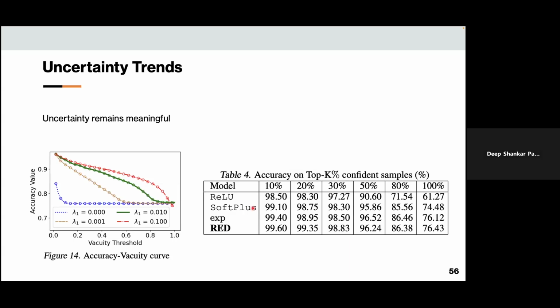Next, if we look at the uncertainty trends of the new model, it continues to remain meaningful. The first figure basically shows the uncertainty behavior for different hyperparameter values, and the vacuity is the measure of lack of confidence. So lower the vacuity, more confident is the model. And on the most confident samples, the model should be more accurate. That is exactly what we observe for our evidential model.